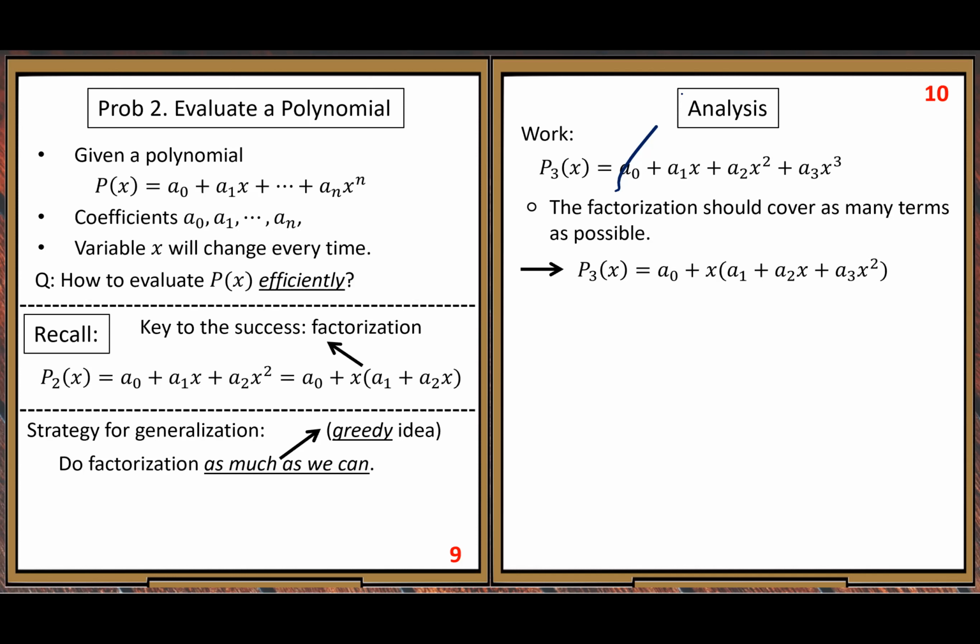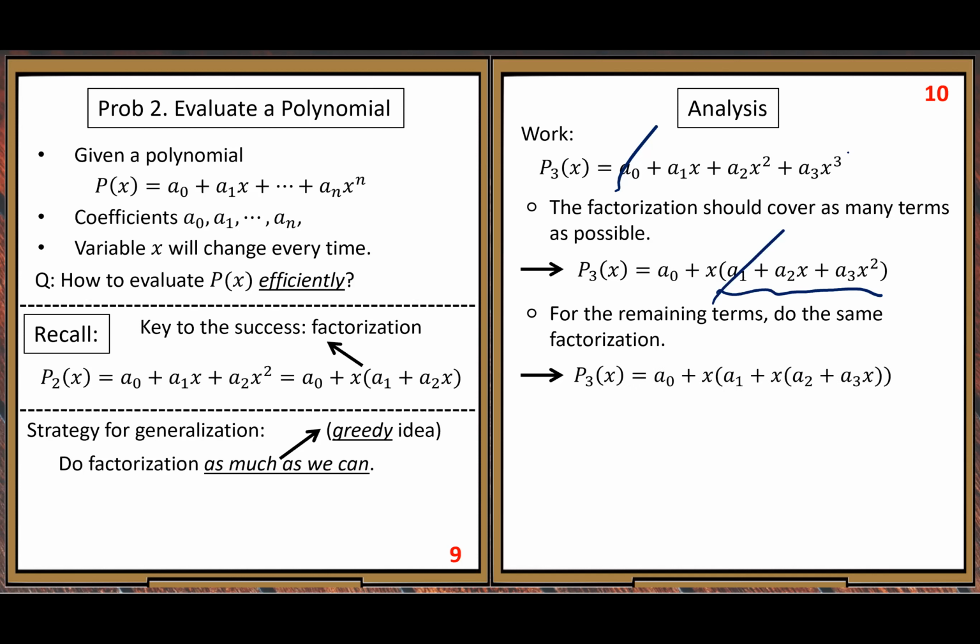We factor the common factor x out, and there are 3 terms inside the parentheses. Tell me, what's the next step? When you see this expression, what do you want to do next? Greedy strategy: do you have another chance to apply factorization inside the parentheses? After you ignore the first term inside the parentheses, you have a common factor situation, so you can apply factorization another round. For the remaining terms, you will get this expression.